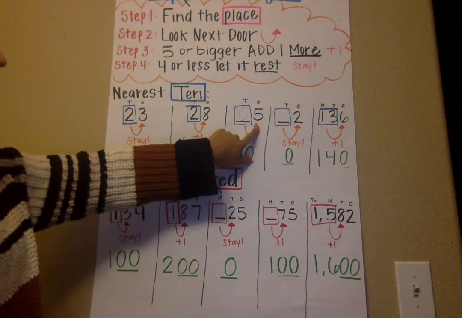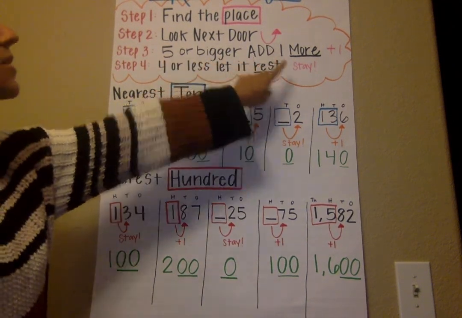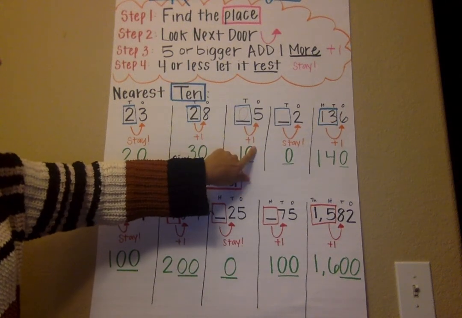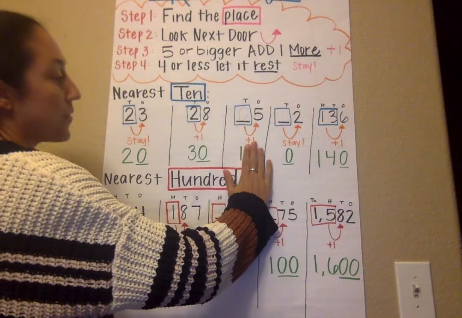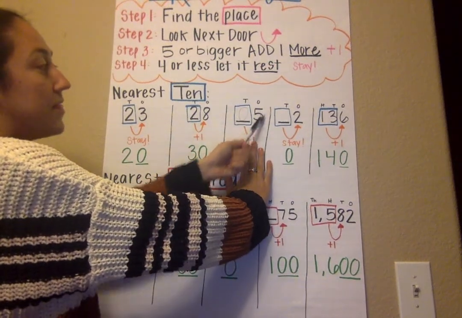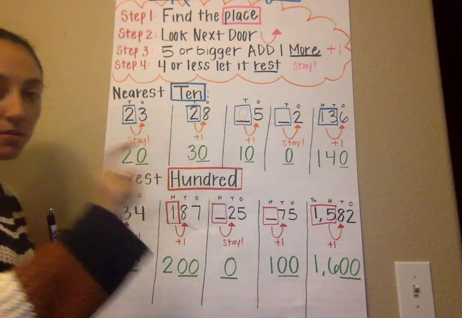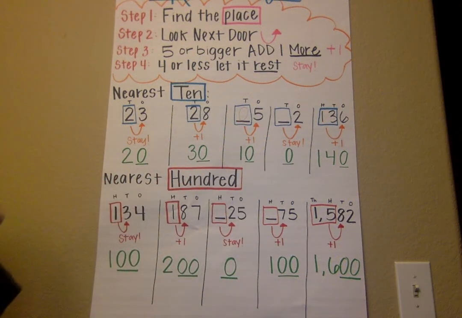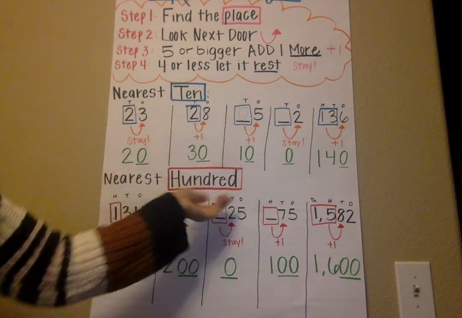And then you draw an arrow to your neighbor next door. Again, my neighbor next door is 5 or bigger, so I add 1 more. 0 plus 1 is 1, so I put that there. And then there's one number not boxed, so I add 1 0 to represent that number. So the number 5 in the tens place rounds to 10. It rounds up.